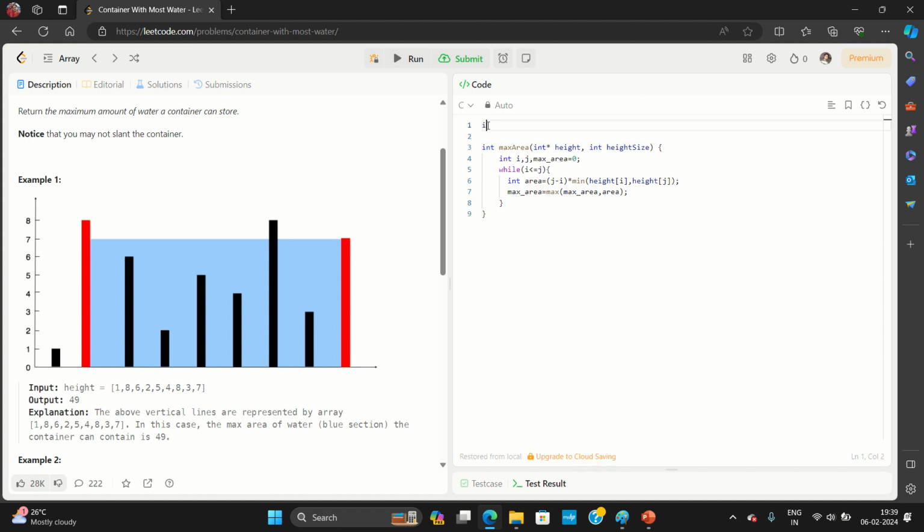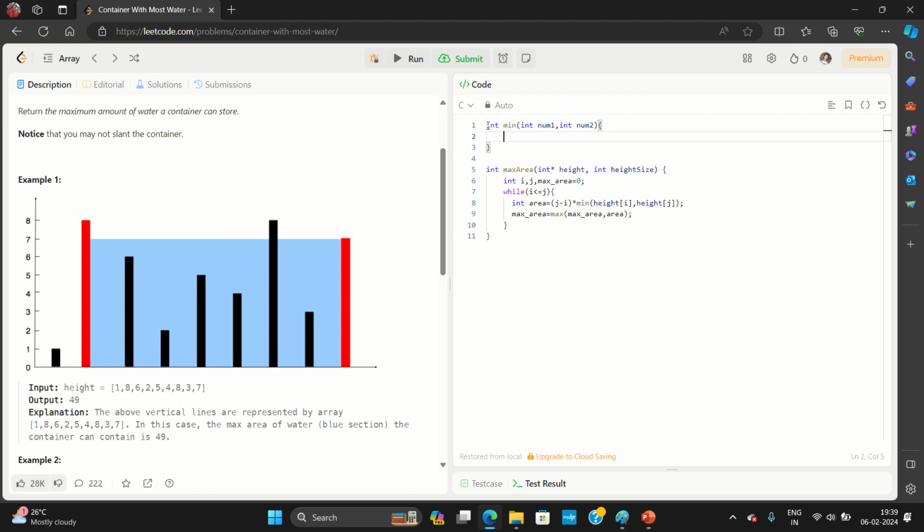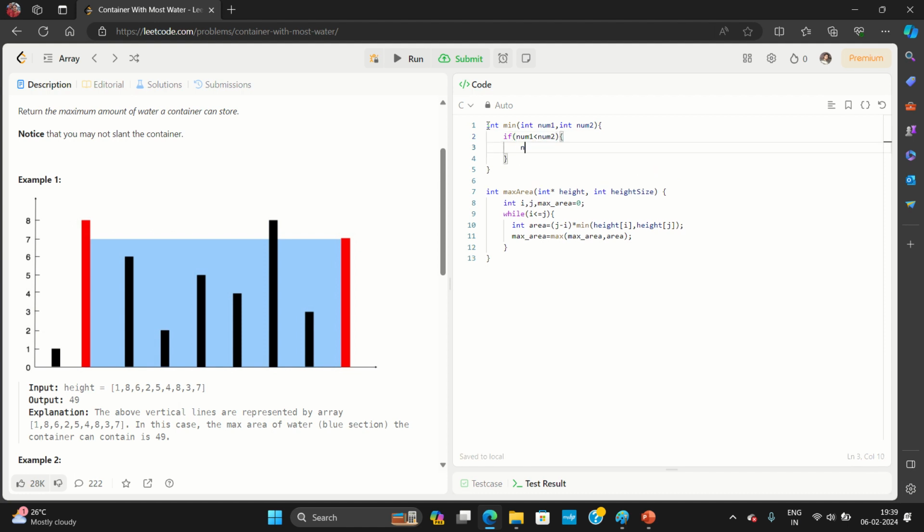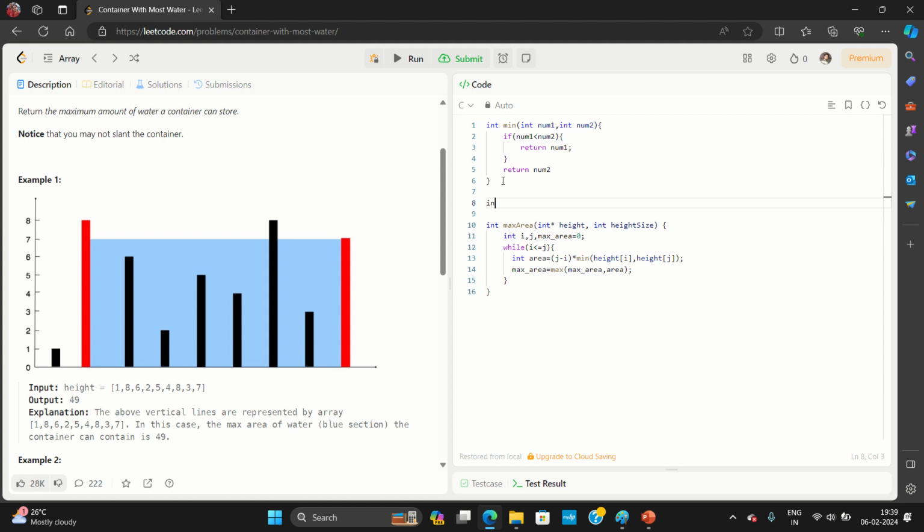So if we write int min, we'll be considering two parameters, say num1 comma num2. It will be returning: if num1 less than num2, it should return num1, otherwise return num2, right?